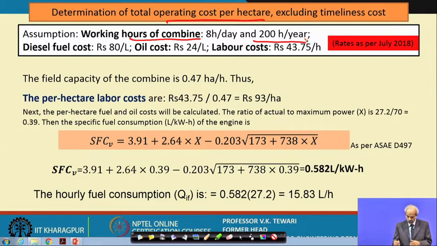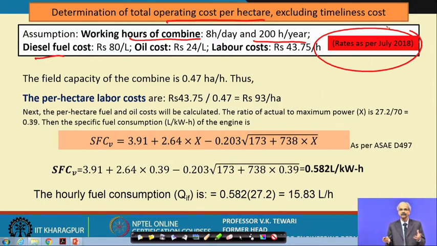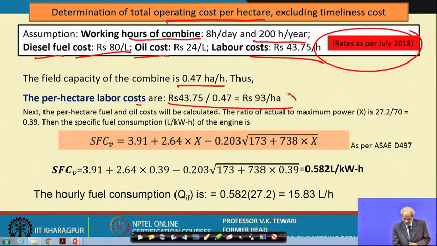But then using this, if we take the current value of the fuel cost which we have given on the basis of the current value, say at July 2018 in Indian conditions, the labor cost and the oil cost and fuel cost, if you add together, then these values are there. Now, we need to take these values. So, using these values, the field capacity of the machine is here, which is already given to us. Per hectare labor cost works out to be then rupees 93 per hectare.